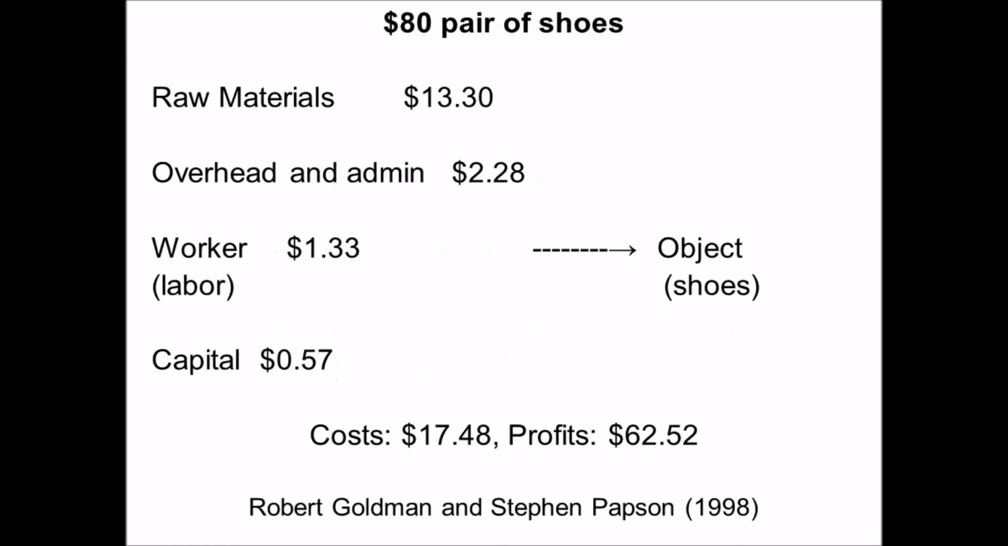We can take the $80 pair of Nike shoes. The cost of the raw materials is about $13.30. The overhead and administration costs of the Nike Corporation for one pair of shoes is about $2.28. The worker is being paid $1.33 for each shoe. The capital or production costs are about 57 cents. So the total costs for the shoe are $17.48. That means that on each shoe, the company makes a profit of $62.52.